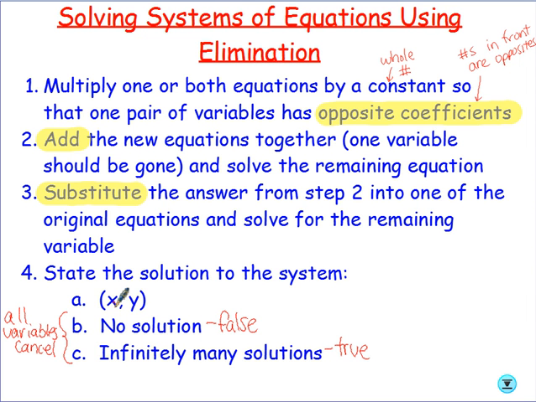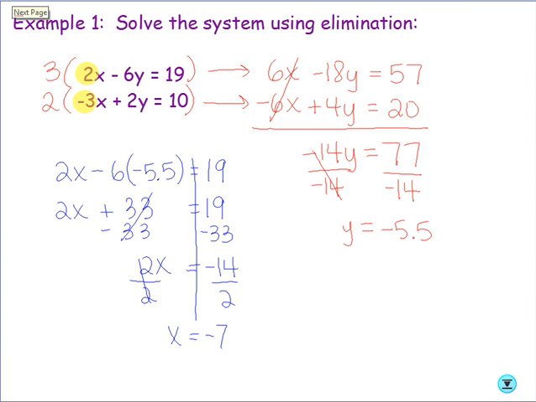This problem, though, has an answer. So we're going to write our answer. X comes first, negative 7. Y comes second, negative 5.5. Most students tend to like this method better than substitution. So let's try another one together.